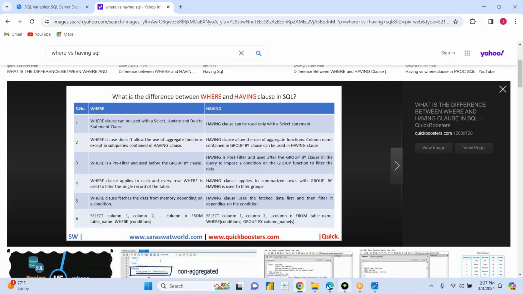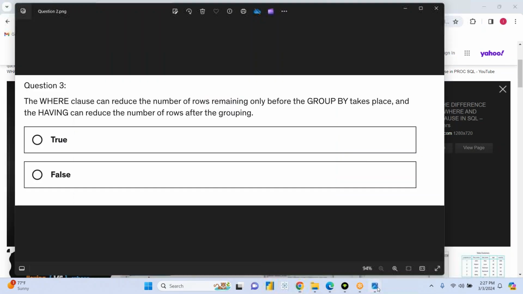See right here. Now this one is just highlighting one of the differences. The where clause can reduce the number of rows remaining only before the group by. So when you're looking at the where clause, the key thing to focus on is what? Rows, because the where clause filters rows. And the where clause comes in what? Before the group by. These are key things you have to note. I'm happy we're doing this together. So in this kind of question, always focus on key information.